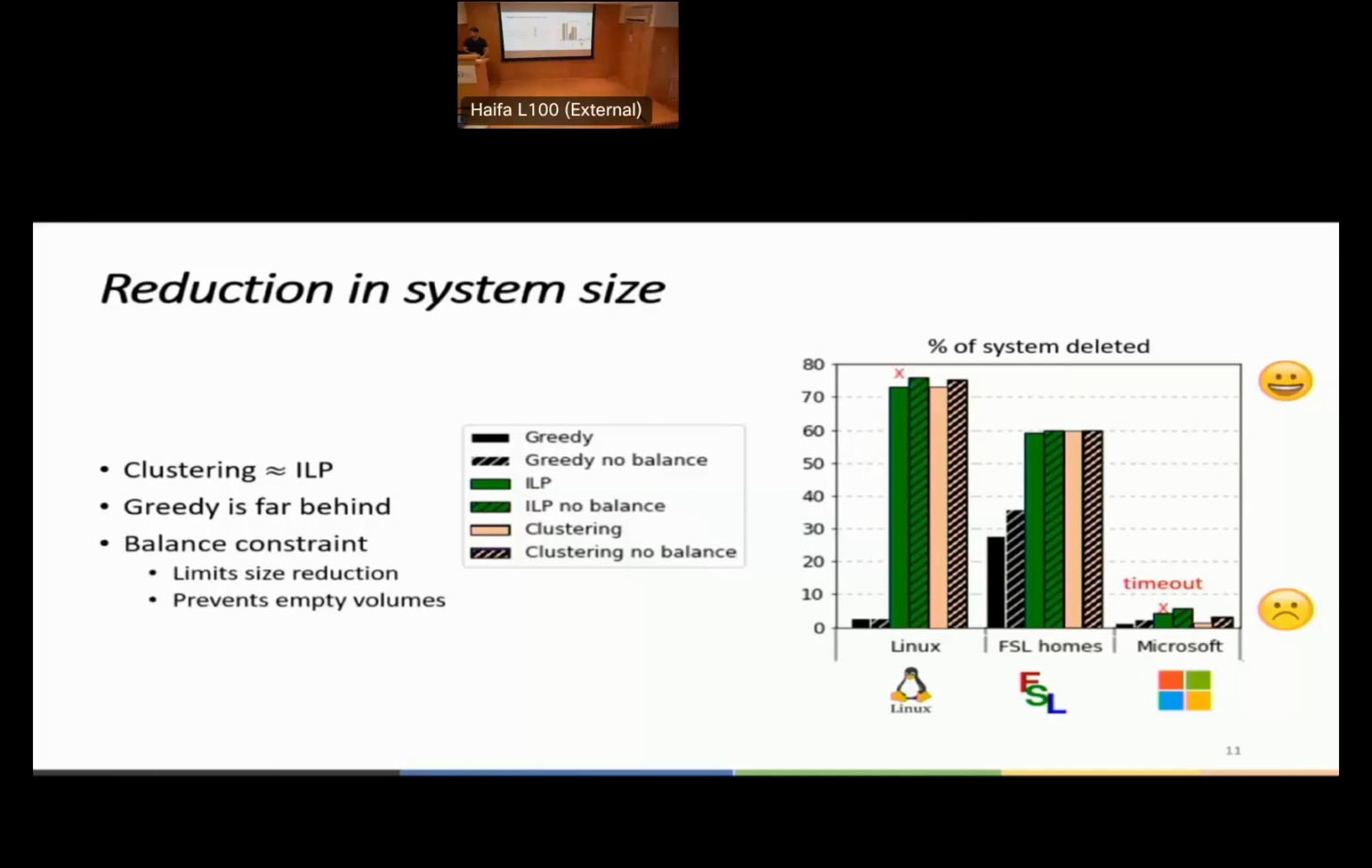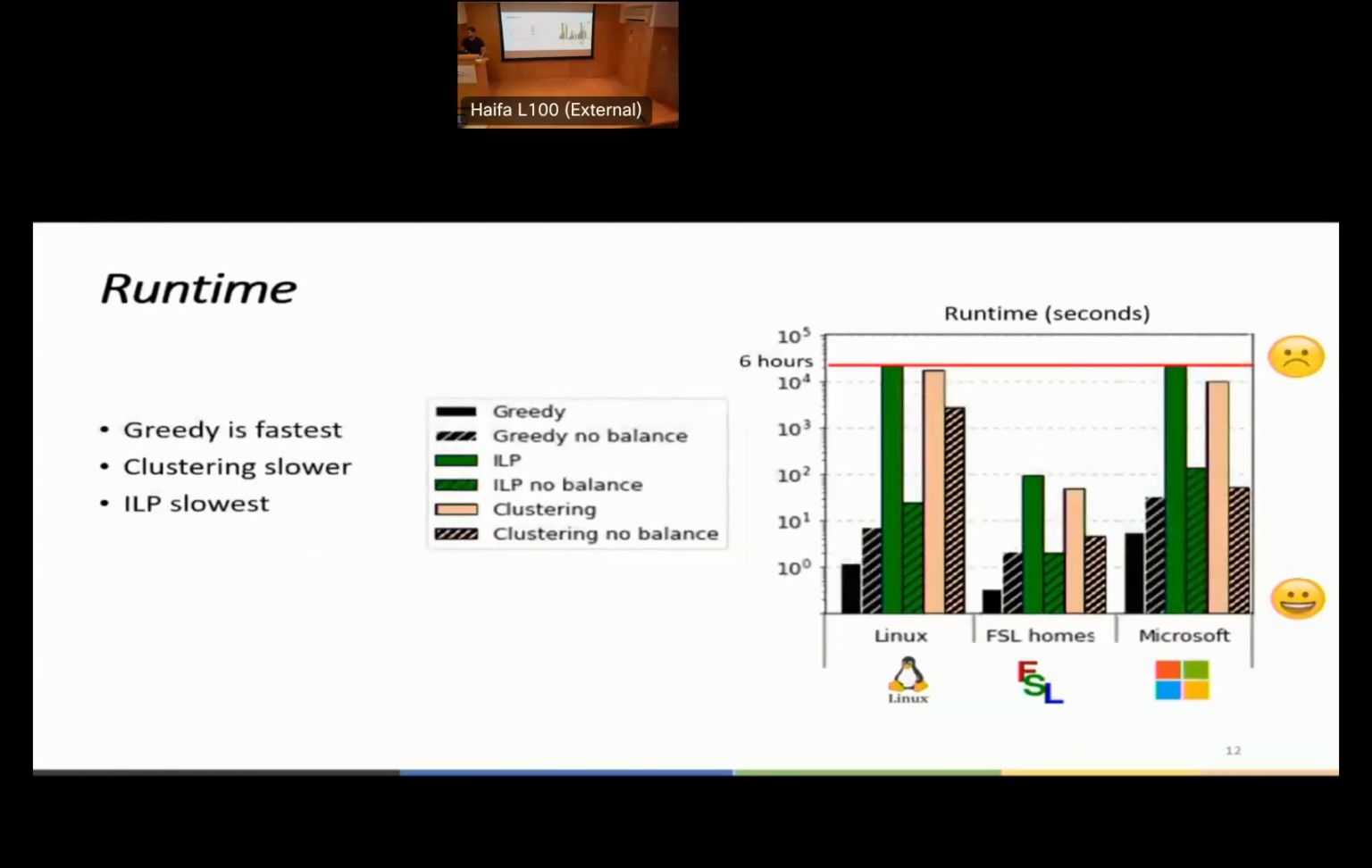Another thing is that the balance constraint enforced on the regular bars, not on the star bars, also makes us lose a bit of the system deletion that we originally had without the balance. This is reasonable because we want the entire system to be spread across different volumes and not the entire system inside one volume.